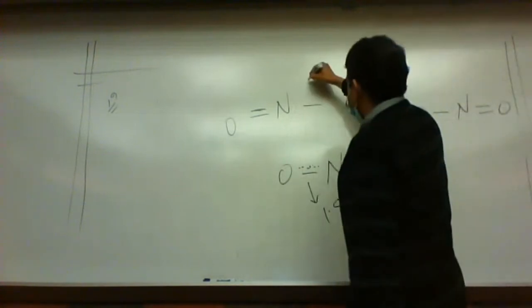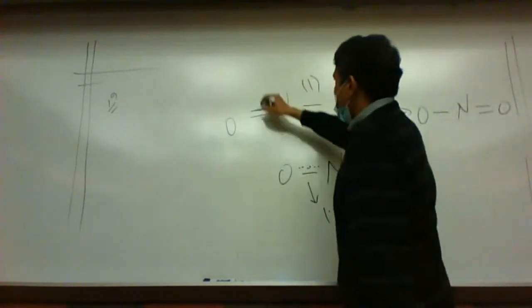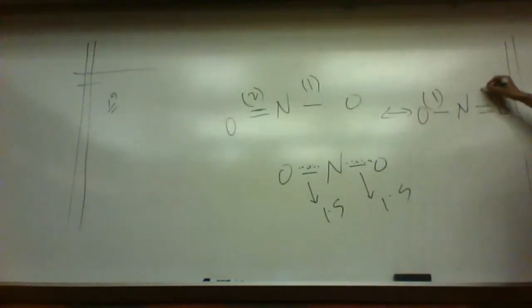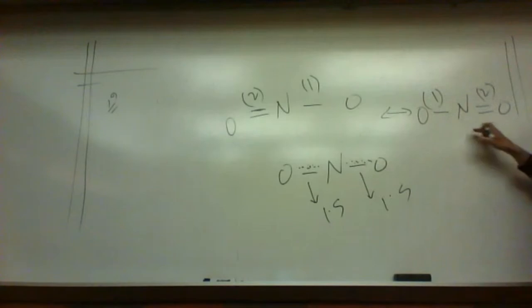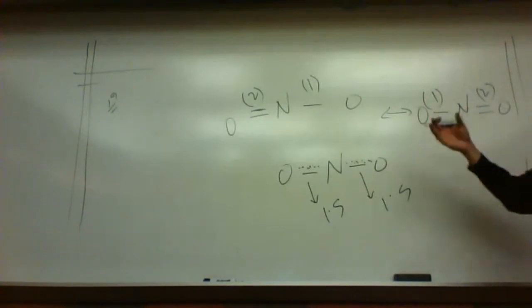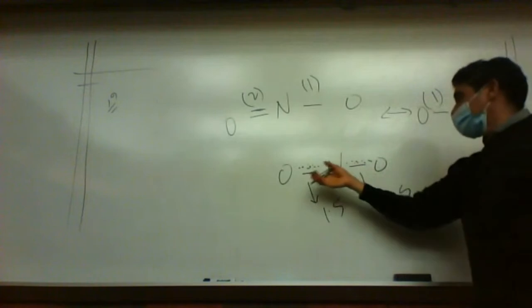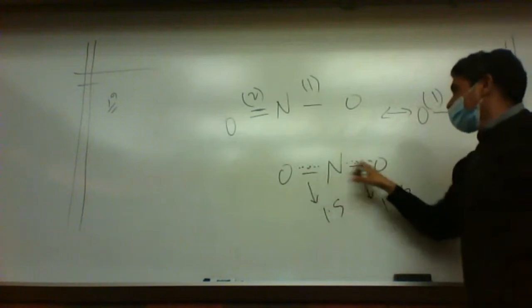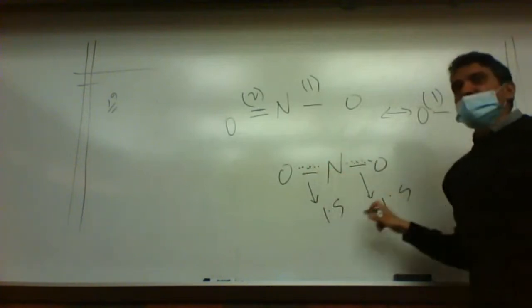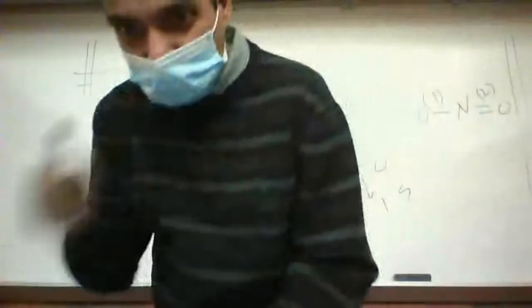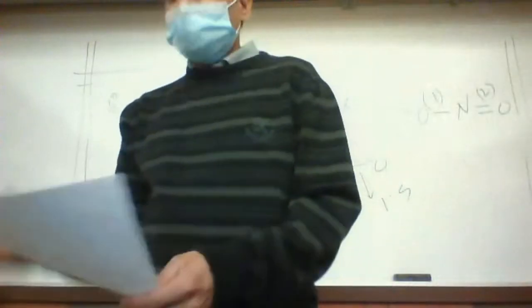So here you may say the bond order is 1, and here the bond order is 2. But in real life, in NO2, there is neither a double bond nor a single bond. When scientists go to the laboratory and measure the bond lengths of this NOO, they find 1.5 on both sides. That's the resonance structure. This is called fractional bond order because it's a 1.5 bond.